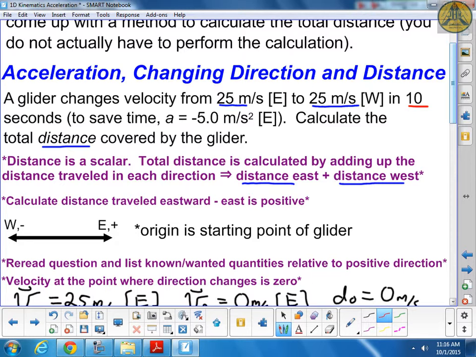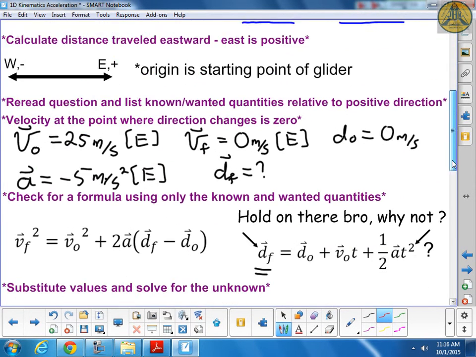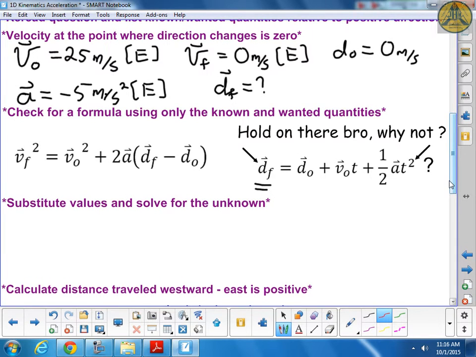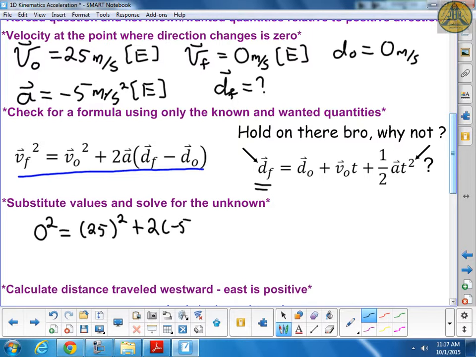So we have to use the formula without time in it. Okay? So a little bit of rearranging to solve the equation, but we can do that. Right. So let's put our values in. Final velocity is 0. Initial velocity is 25. Acceleration is negative 5. So 25 squared plus 2 times negative 5 times final position, which is what we're solving for. Initial position was 0. That'll tell us how far it went east to come to a stop for an instant before it turns around.